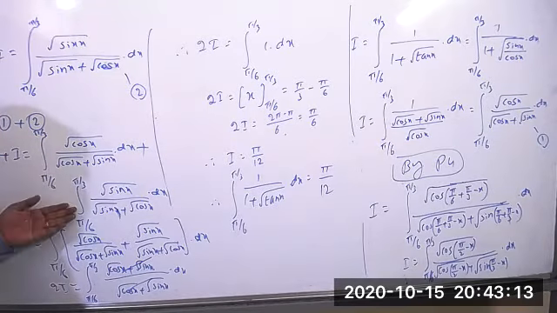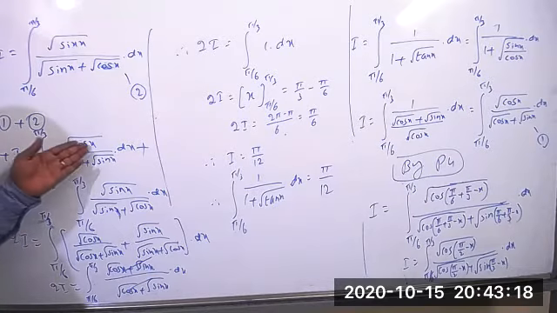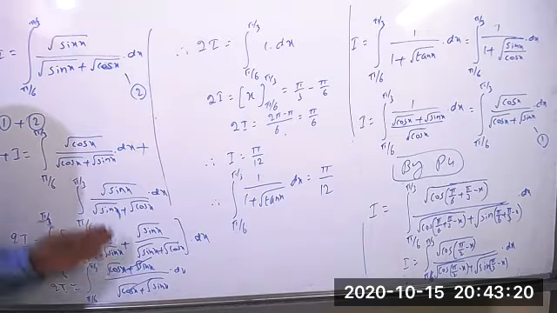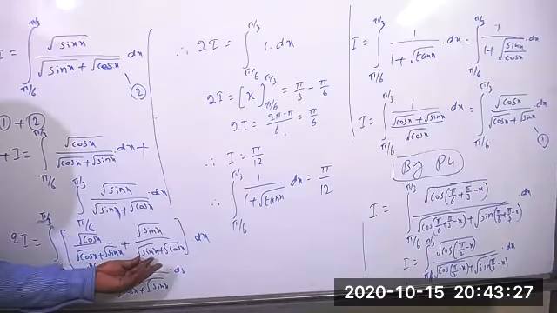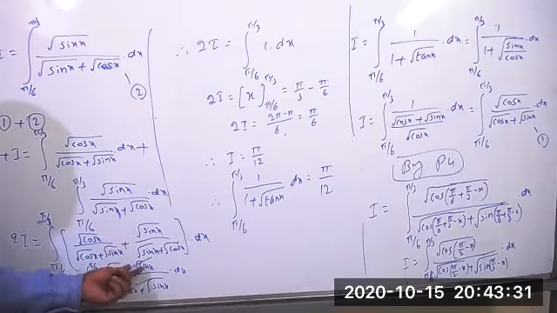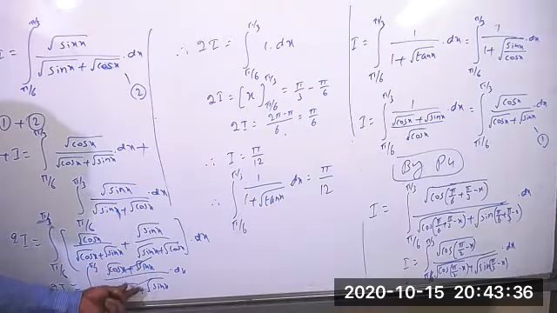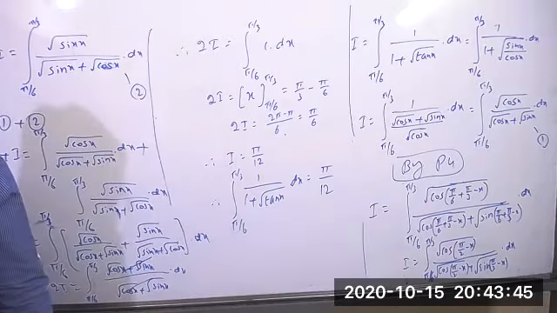And what is common here now? The integration of pi by 6 to pi by 3 is common. So root of cos x by root of cos x plus root of sin x, plus root of sin x by root of sin x plus root of cos x. So take the LCM. If denominators are equal, directly you can add the numerators. So root of cos x plus root of sin x whole by root of cos x plus root of sin x, and these will be cancelled. The remaining will be 1 only. So 2I is equal to the integration of pi by 6 to pi by 3, 1 into dx. Integration of 1 equal to x, we know very well.